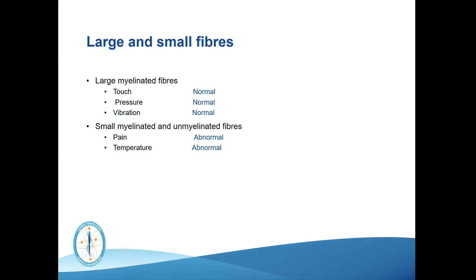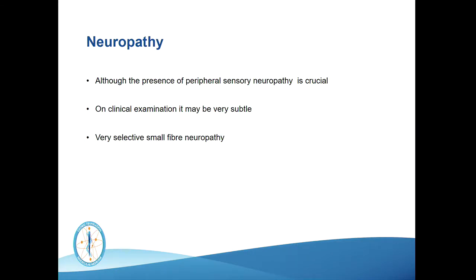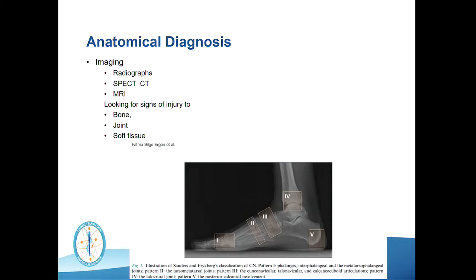One of the other problems is that it's not always that easy to work out if the patient's got neuropathy, because the large myelinated fibres are often relatively preserved, and that means they pass our clinical tests of touch, pressure and vibration, because it can be a very selective abnormality in the small myelinated and unmyelinated fibres, causing the abnormal pain and temperature control. So you do have to have a peripheral sensory neuropathy, but you might not be able to find it very easily on clinical examination. Then you go on, of course, to anatomical diagnosis with imaging.